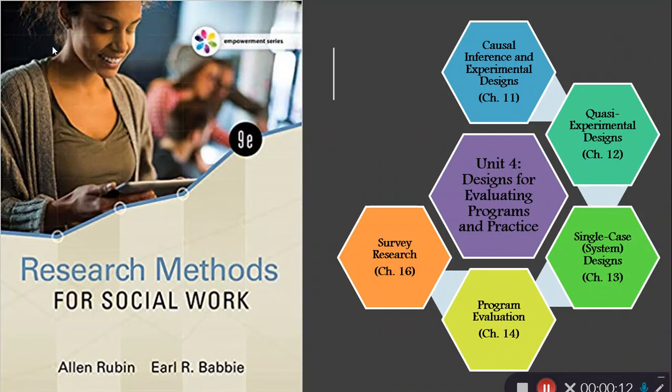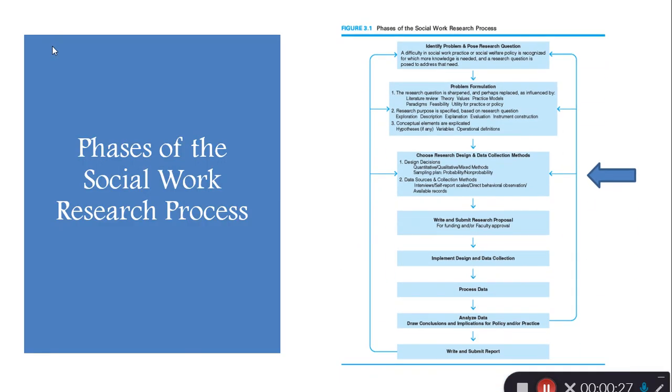So we are still in unit 4, which is related to designs for evaluating programs in practice. We have already covered chapters 11, 12, and 13, and now we are moving into chapter 14, which is related to program evaluation. We are still in phase 3 of the social work research process, which is related to choosing a research design and data collection methods.